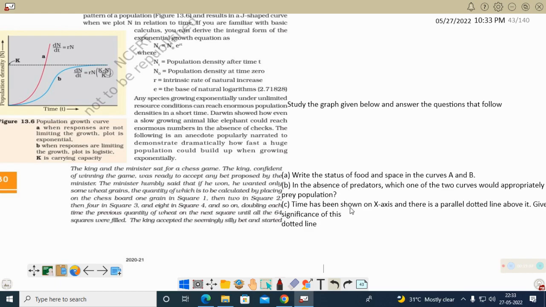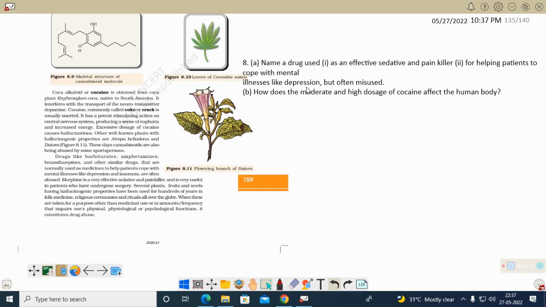Next, time has been shown on x-axis. There is a parallel dotted line above it, but the significance of the dotted line, that is nothing but it is showing carrying capacity of the nature. Okay, that much the 3 points you have to write. Each point carries 1 mark. Okay.